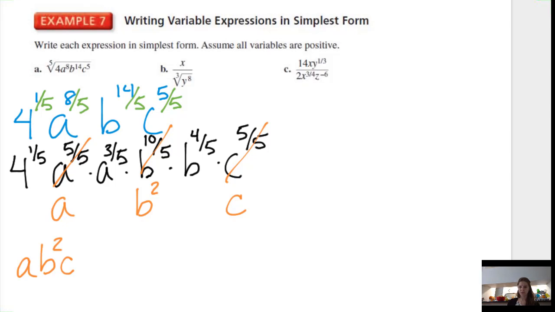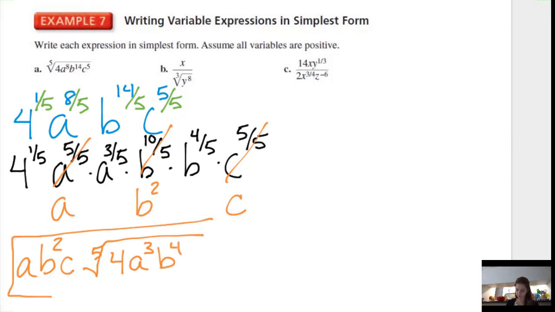Those are all the perfect fifth factors I was able to take out. And I still have the fifth root of 4 a to the 3rd b to the 4th. And that is simplest radical form. a b squared c, fifth root of 4 a cubed b to the 4th.